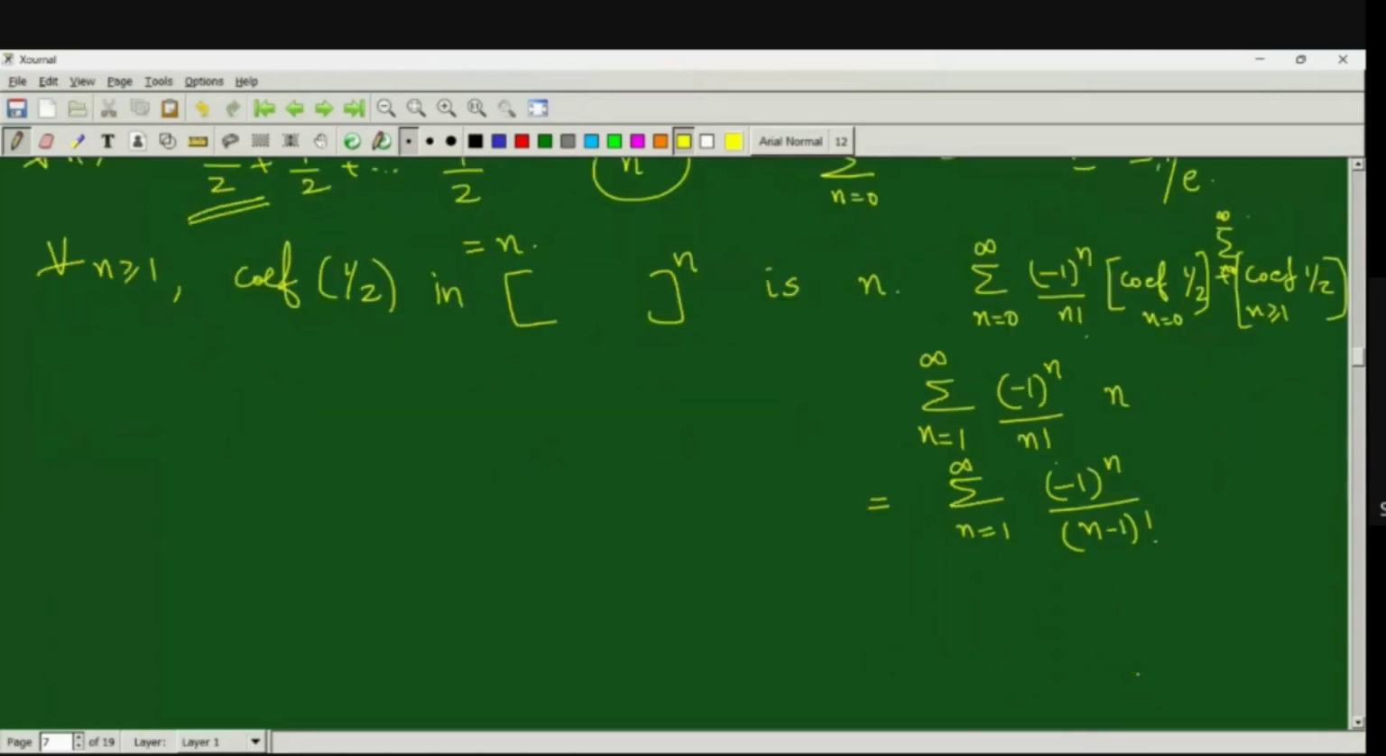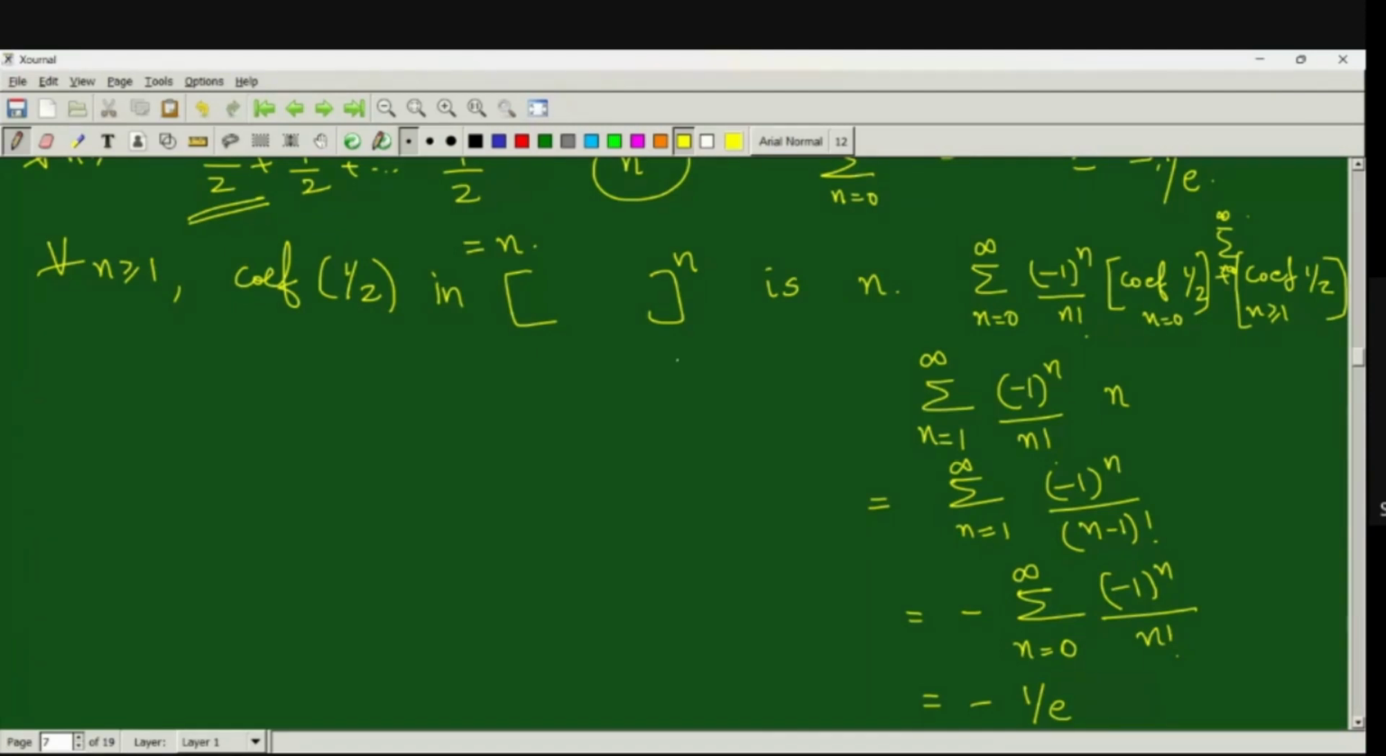This can be slightly modified. How? Take a minus outside. Let n start from 0. Then it will be minus the sum of this thing by n factorial. And this is what is minus 1 by e. So the answer is minus 1 by e, not 1 by e. Be careful with this thing. That is what I was telling you. Clear?